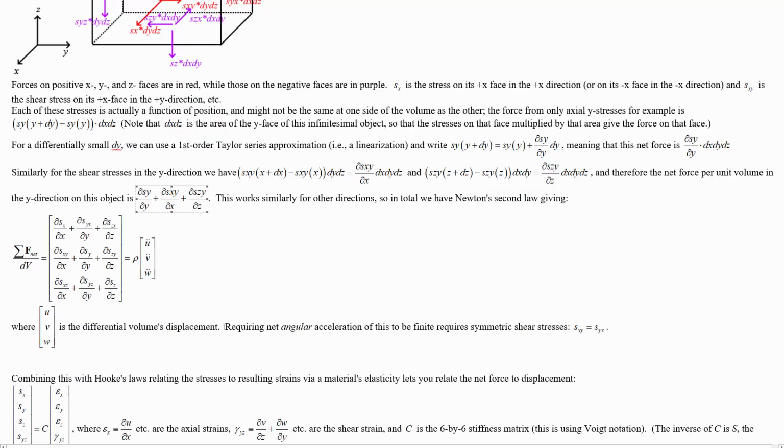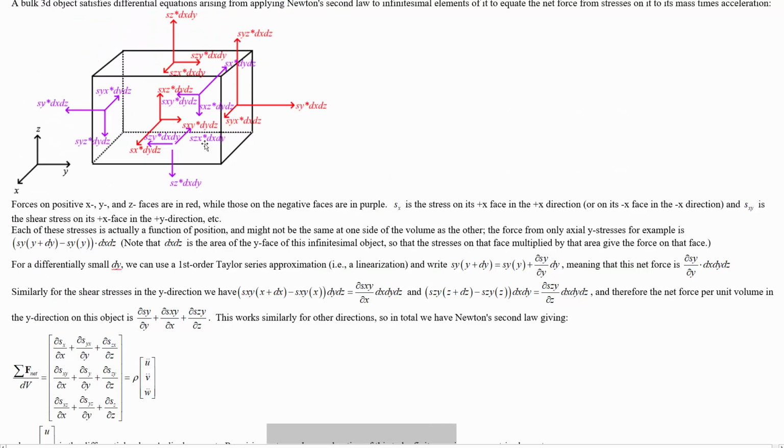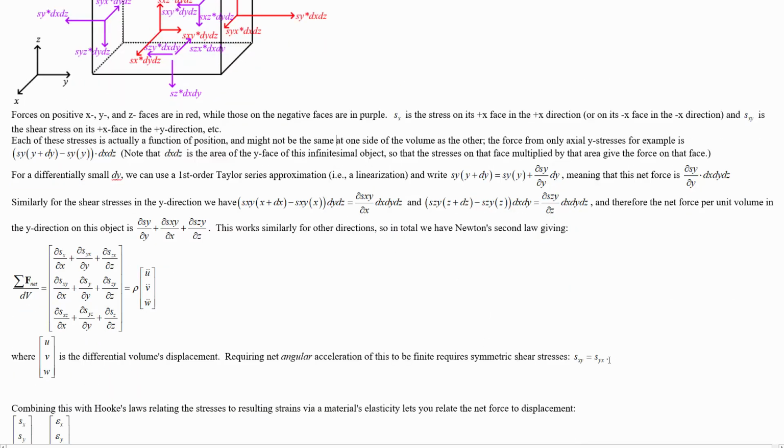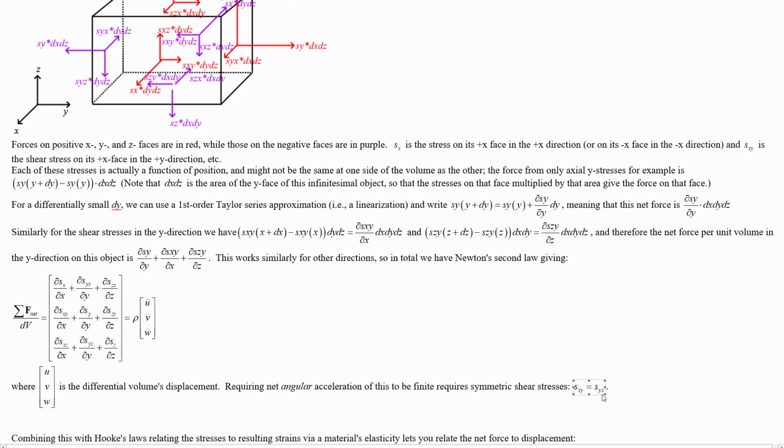If we also were to require that the net angular acceleration of this differential volume is finite, then we'd conclude that the shear stress is symmetric. So this requires Sxy to be Syx.